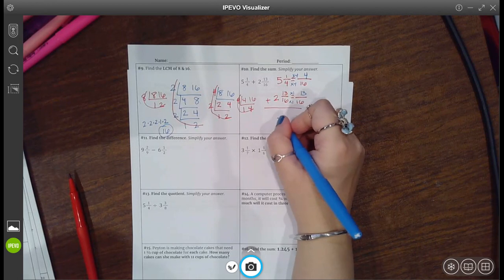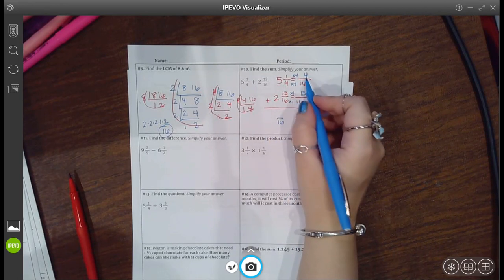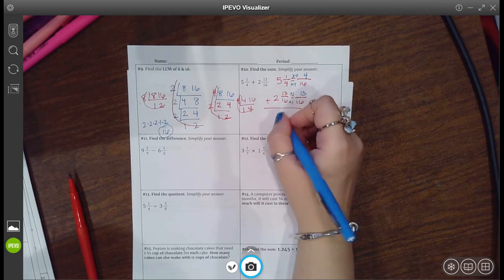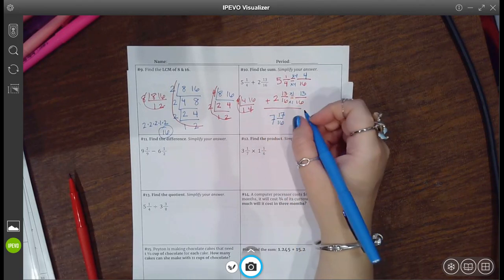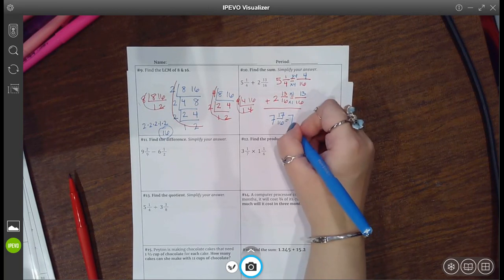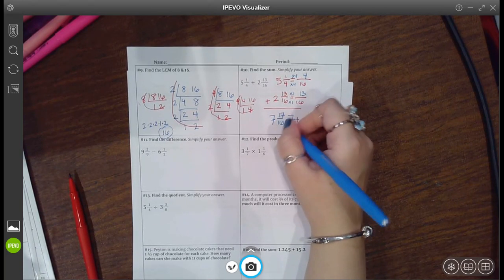Now I keep the denominator the same and I add the numerators. 4 and 13 make 17. Don't forget to add the whole numbers. 5 and 2 make 7. Don't forget, if it can be reduced, reduce it, or if it's improper, I need to know what this is.